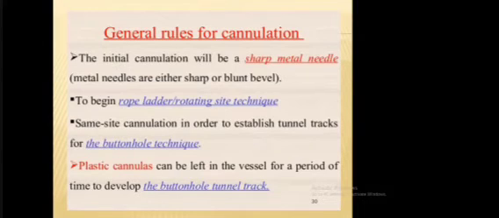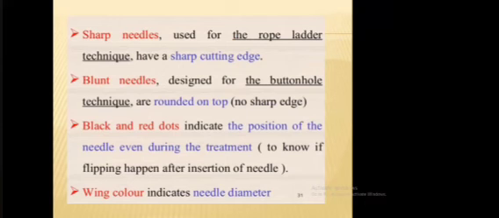There are some cases where the fistula is very deep, and for deep vessels we have to make a track with a long plastic cannula, which would be ideal. Once the fistula is okay, then we can change to the metal needle. The sharp needle used for the rope ladder technique leaves a sharp cutting edge. The blunt needle is designed for the buttonhole technique, and it is rounded on top with no sharp edge.